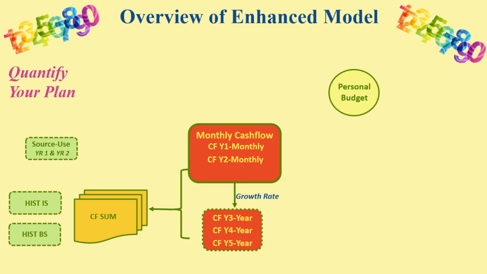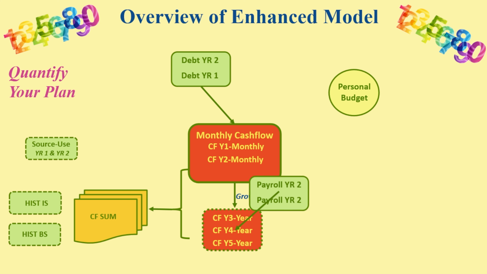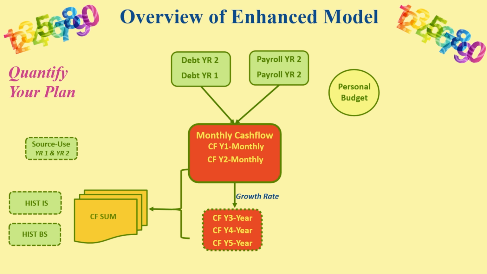So, what's the difference? Bottom line, it's all about built-in assumptions. Let's look at them one by one. Let's start with debt for years 1 and 2. Here, you can enter loan proceeds, payments, and interest rates. Next is payroll. Here you can enter payroll month by month for 2 years in 3 different categories.